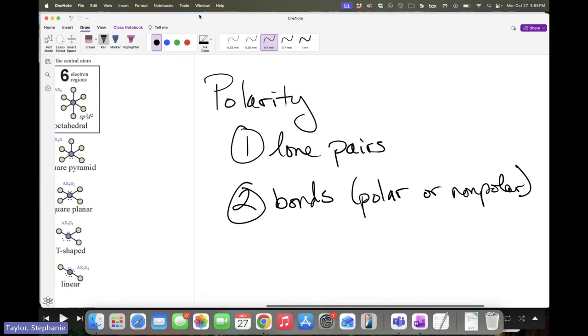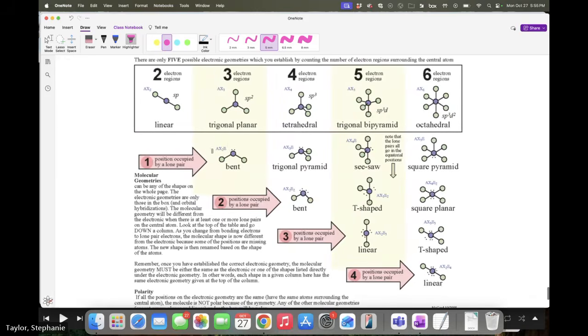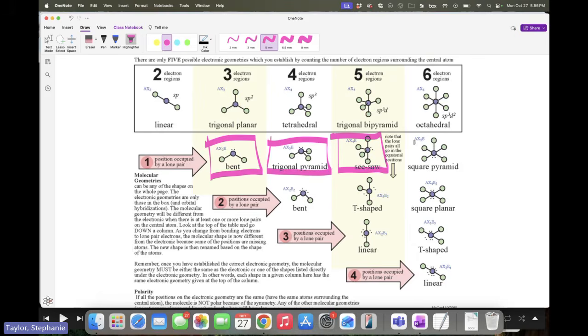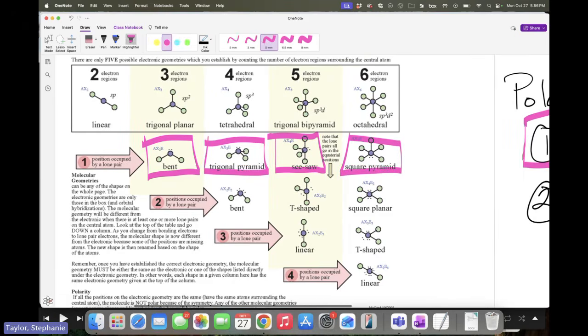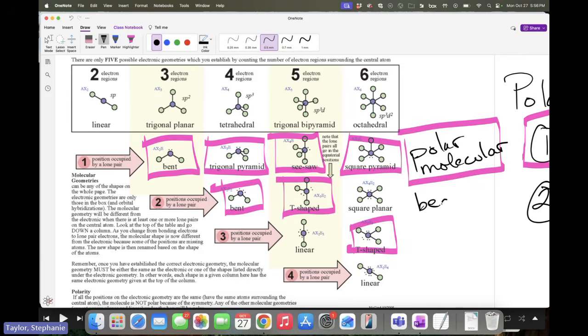So if we just address the first one, lone pairs, here's the deal. Anything that only has one lone pair will be polar. So all of these are polar molecules. I don't promise you anything about the bonds right now, but all of these are polar molecules. Bent is also going to be a polar molecule no matter what. T-shaped is going to be a polar molecule no matter what. So everything I put a box around is a polar molecule because of the lone pairs.